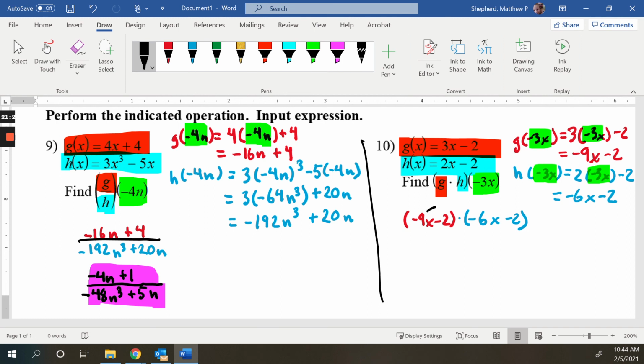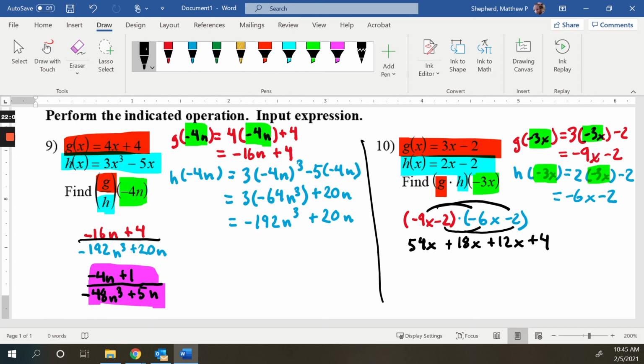And now we're going to do the multiplication that I showed in the very first problem. We can do negative 9x times negative 6x and get 54x. Negative 9x times negative 2 becomes positive 18x. Now the negative 2 will get multiplied to both. So negative 2 times negative 6x will become positive 12x. Negative 2 times negative 2, positive 4.